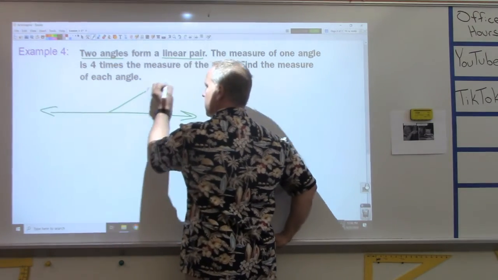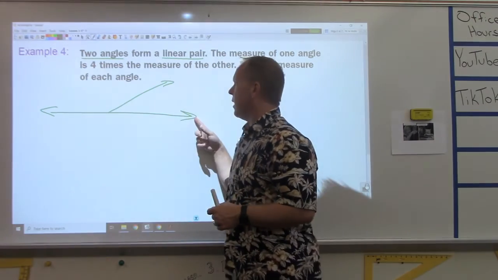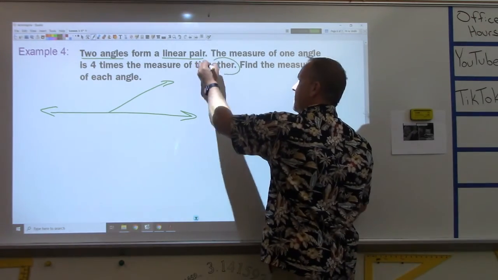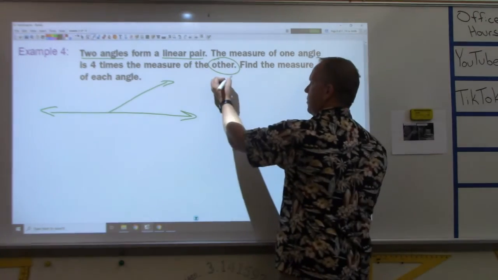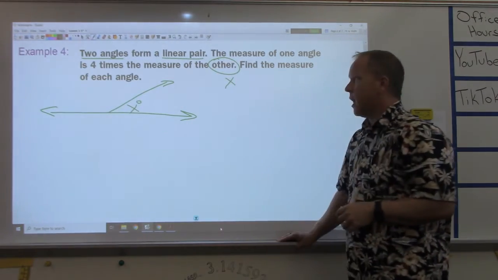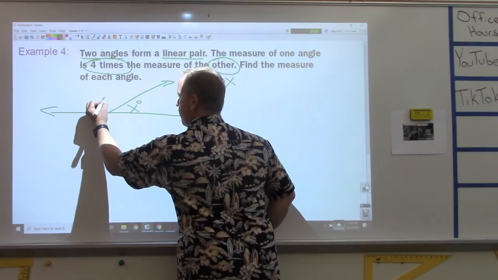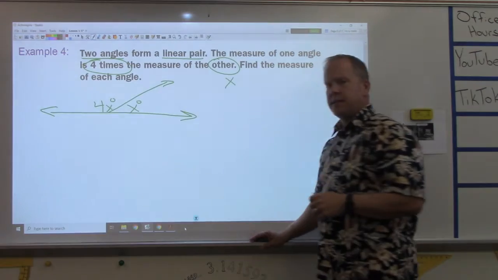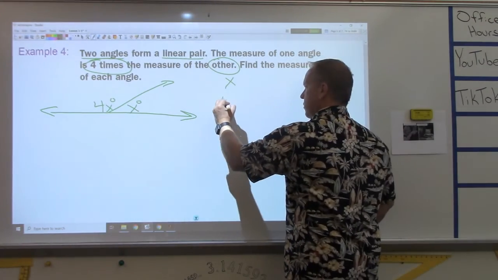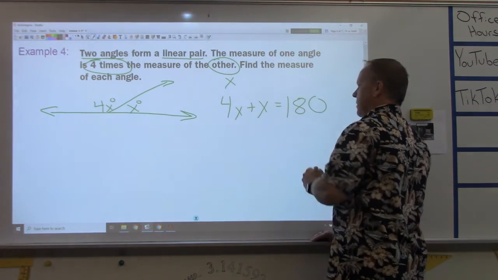So I need a line, and I need a pair of angles. So I got two angles that form a linear pair. The measure of one angle is 4 times the measure of the other. What is the other? We don't know what the other is, so we're going to label that x. It's unknown. So this guy is x degrees. I don't know what he is. I do know, however, that the other one is 4 times it. So on this side, I'm going to write 4x. Now the nice thing about a linear pair, they make a line, which is a straight angle, which is 180 degrees. So we're going to have 4x plus x equals 180.